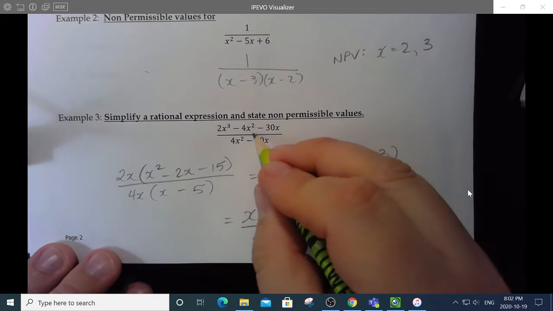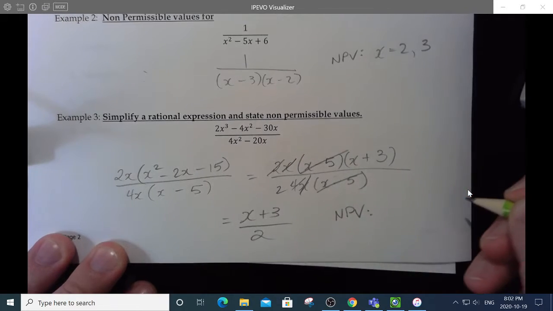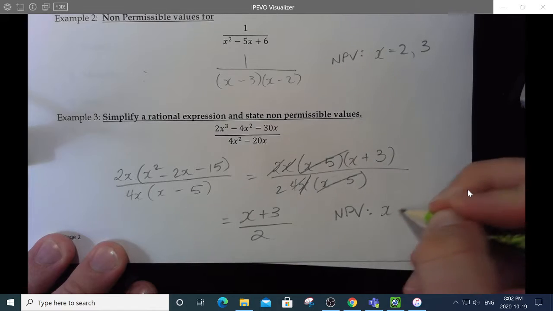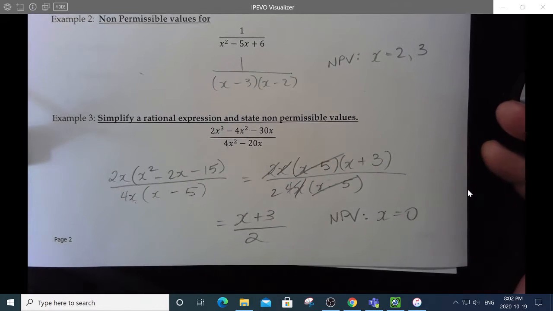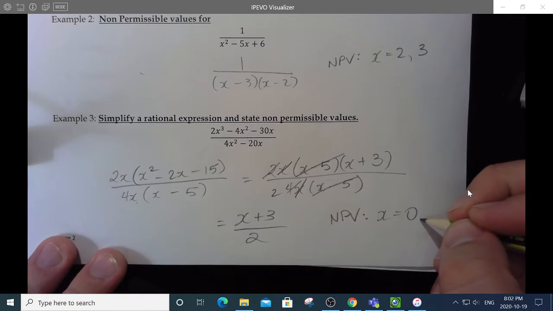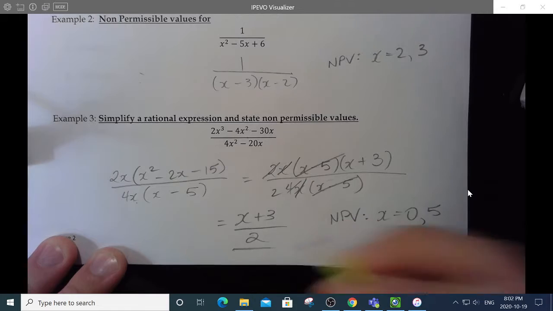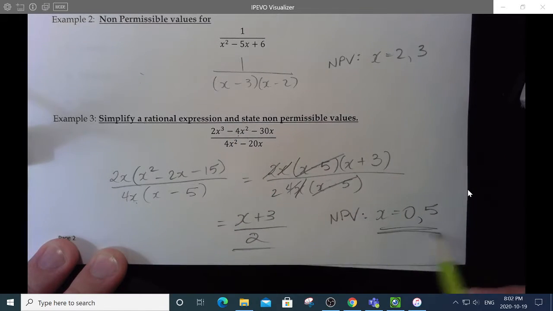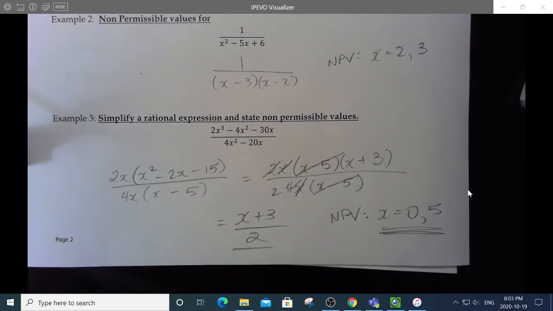But this thing only simplifies to this thing if I avoid x being, well, if this x is 0, then I have 0 times something, which of course is 0, so the denominator is 0, that's no good. And of course x is 5. So what we're saying is that this thing simplifies to that thing for every number in the universe except 0 and 5. For those two numbers, this thing doesn't exist at all.